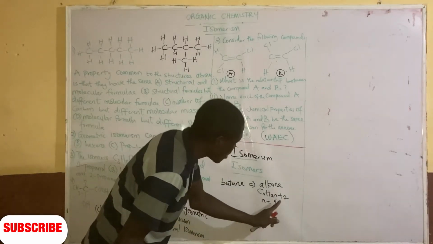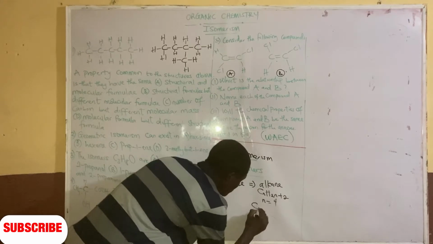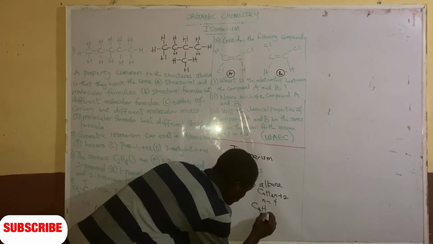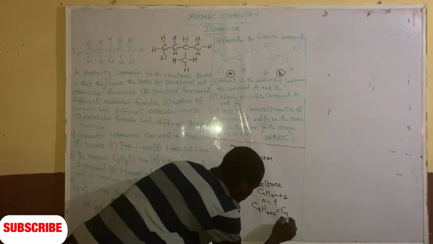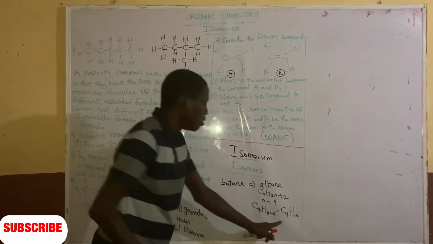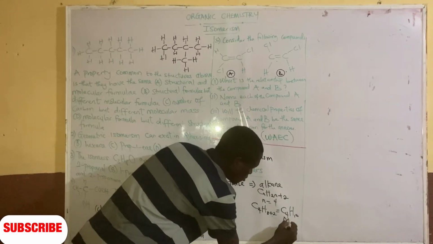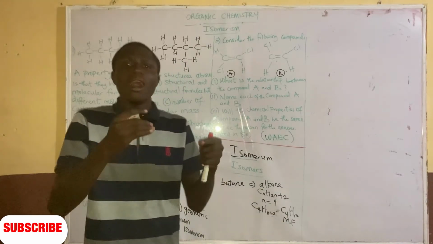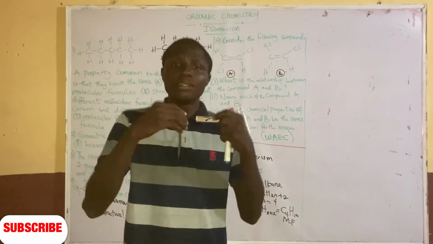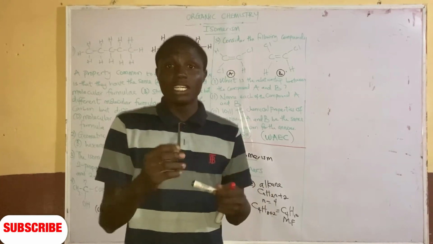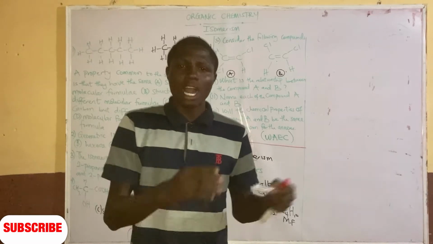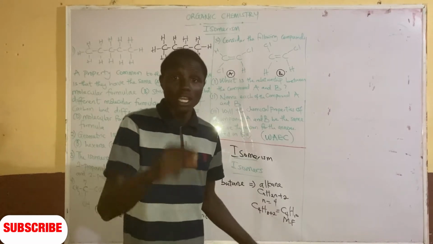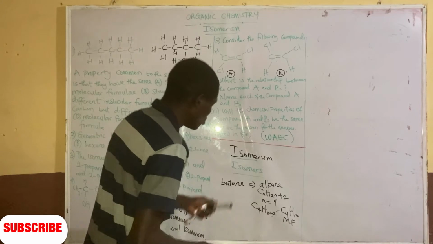So the molecular formula for butane will be C4H, 2 times 4, which gives 8, plus 2. So it will be C4H10. This is the molecular formula of butane. But this butane can be written in terms of structure in 2 ways. That is, butane has 2 isomers, even though they have the same molecular formula of C4H10.